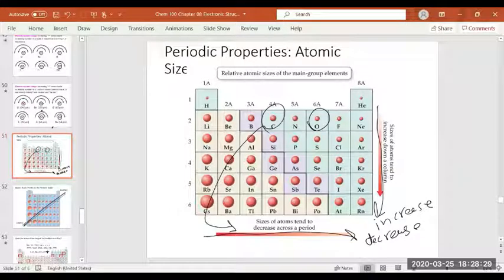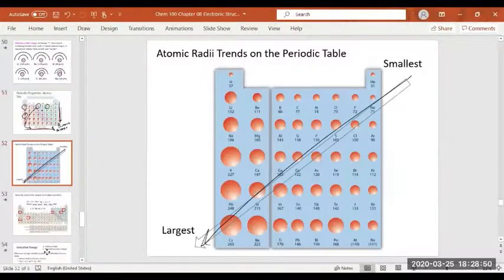If I ask you which one is bigger, lithium or potassium, for example, according to the trend that we have here, going from top to the bottom, the size increases. So I can say potassium is bigger compared to lithium. And that's how you will make your comparison.